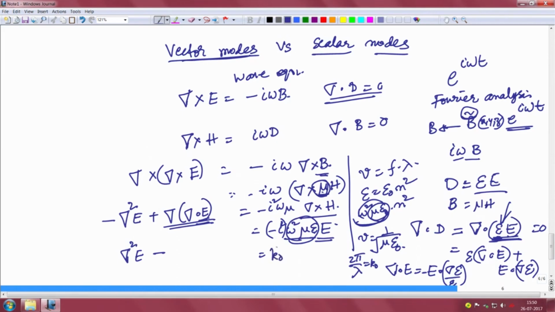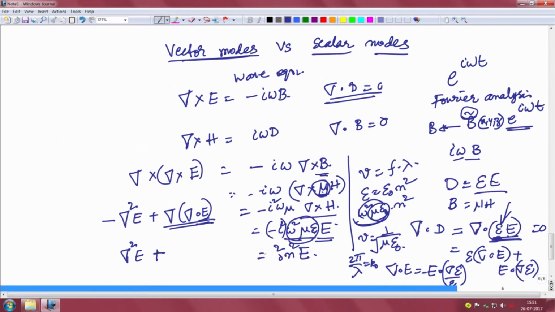So, this becomes just k 0 square n square multiplied by E. So, I will replace this here, and there is a minus sign here. So, this becomes plus, or there is a minus sign here and a minus sign here, there is a plus sign here.